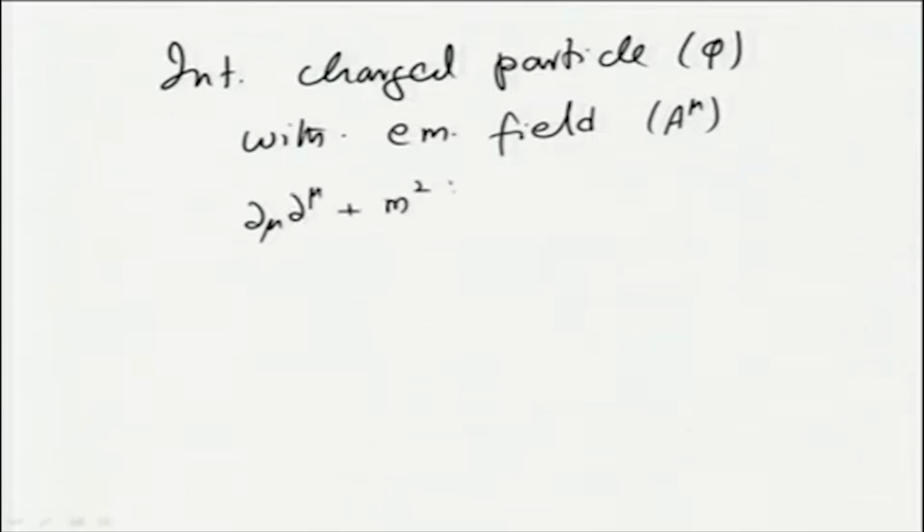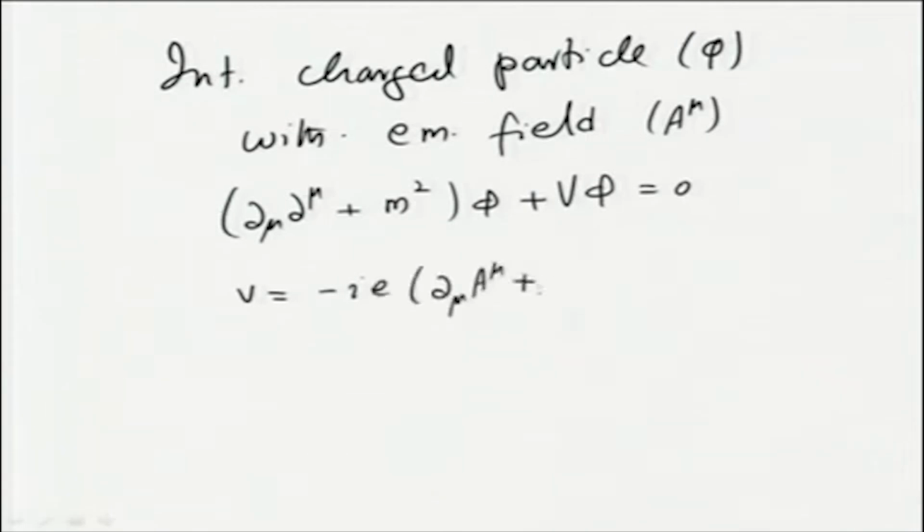particle, then, as (∂_mu ∂^mu + m^2) phi + V phi = 0, where m is the mass of the particle corresponding to the wave function phi and V is the potential due to the electromagnetic field, which can be written as V equal to minus i e (∂_mu A^mu + A^mu ∂_mu) minus e^2 A_mu A^mu.